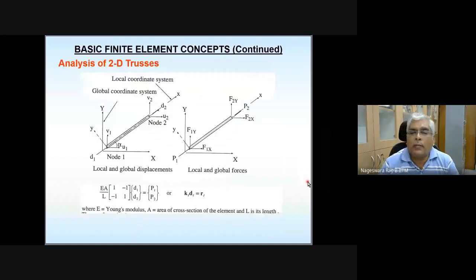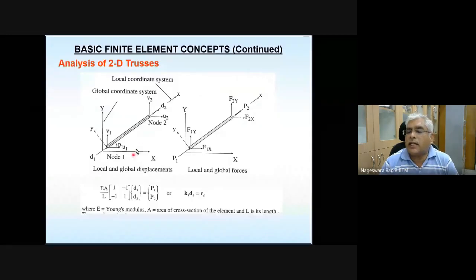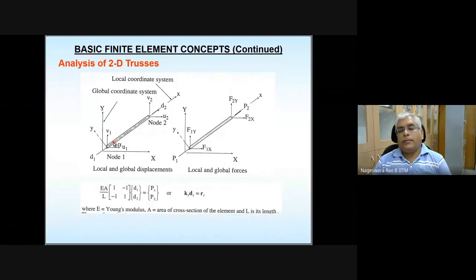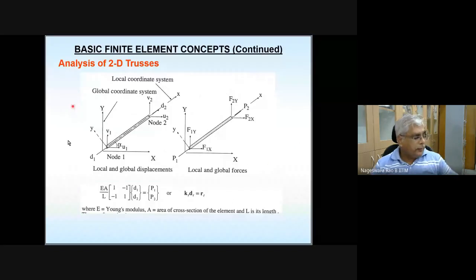Analysis of 2D trusses. 2D truss is nothing but plane truss. Whatever element you have seen, a lot of information is there here. Please take a note of it. I'm going to wait for a minute. Please take a note of this figure quickly.